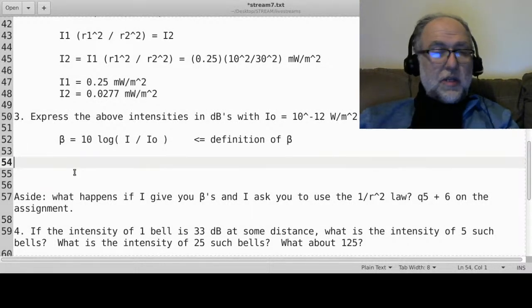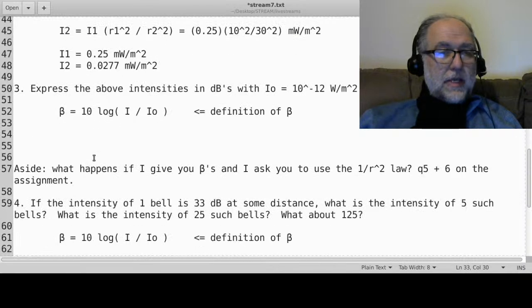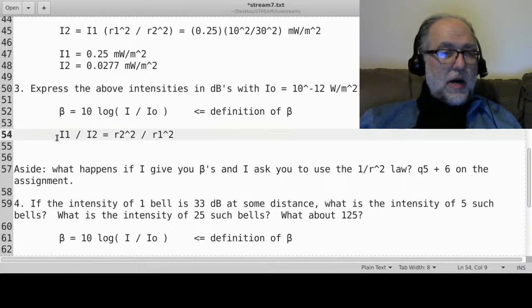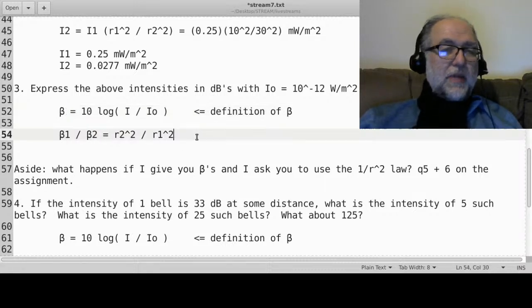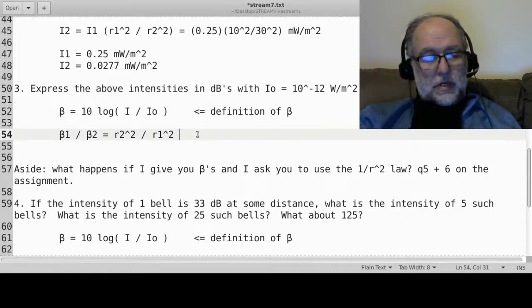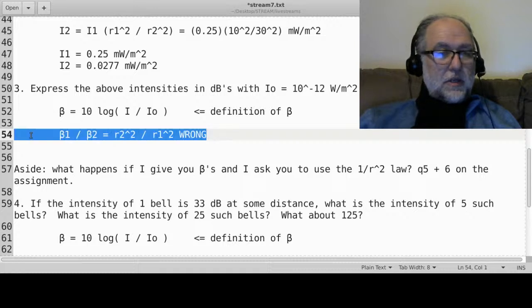And so you can't just do something like this. You can't take this formula here and say, oh, instead of I1 and I2, I'm going to just put beta 1 here and beta 2 there. And there you go. Now, that will not work, okay? That is wrong. So don't do that. All right, so how do you do it?